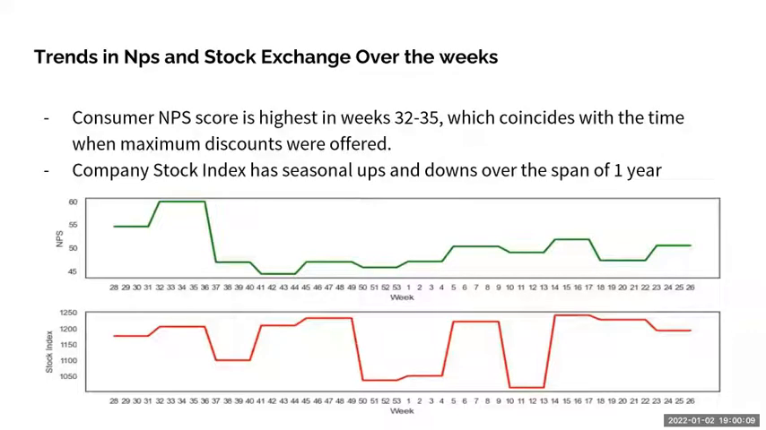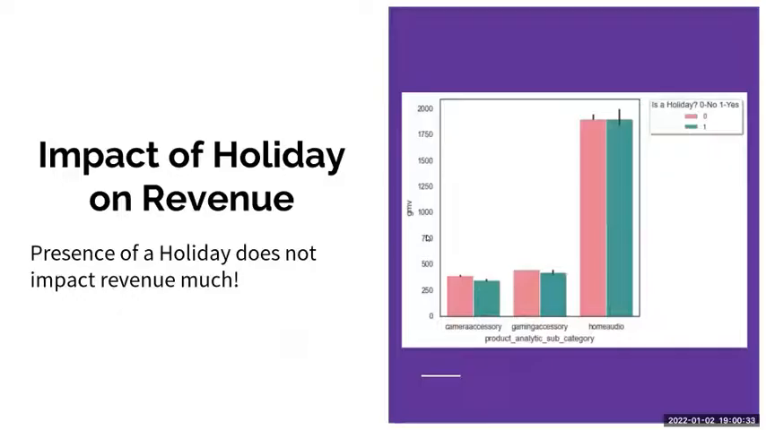Trends in NPS, NPS and stock exchange. This can go with the weekly breakdown that we had seen earlier, right? Week 31 to 36 is where you have a high NPS score. And these are the weeks, if you see, where the discount was high. So that is the insight put up here. And the company stock value, of course, as it is.